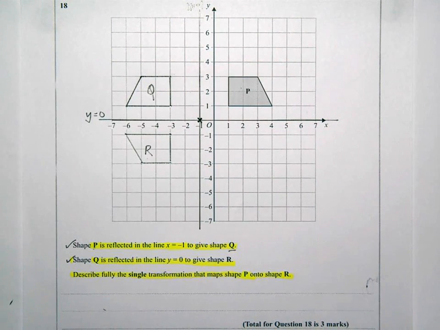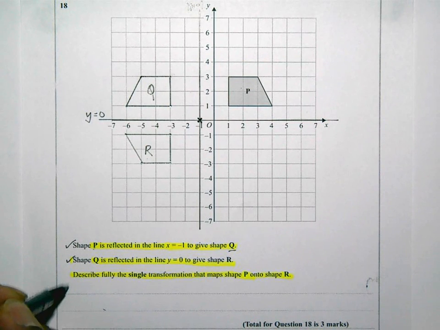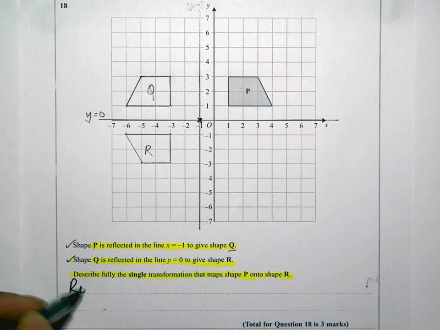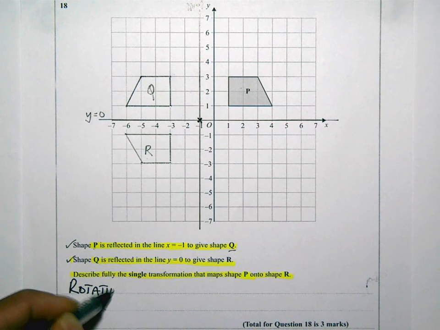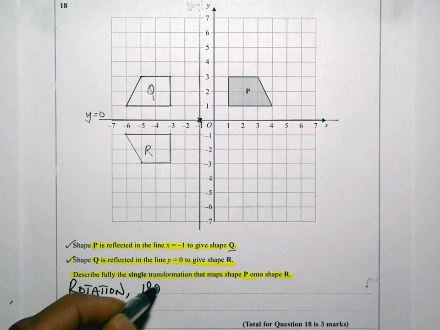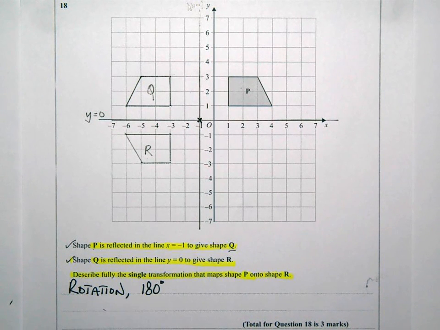I'm going to write these things down now. The question says, describe fully the single transformation that maps P to R. So that single transformation is going to be a rotation, and the rotation is 180 degrees. It's half a turn. Because it's 180 degrees, I don't need to say clockwise or anti-clockwise, because both clockwise and anti-clockwise will get me to the same place.